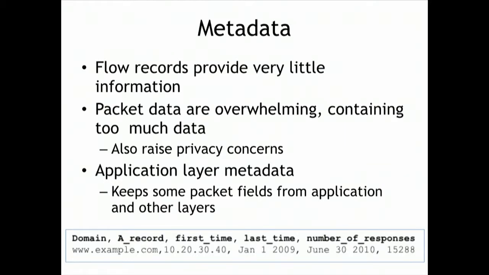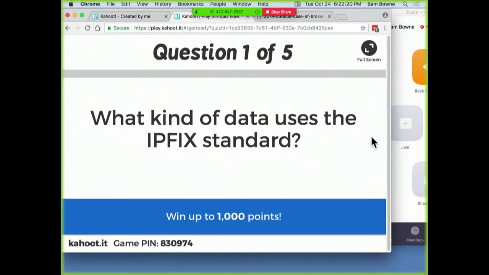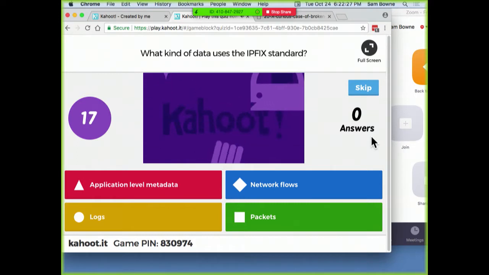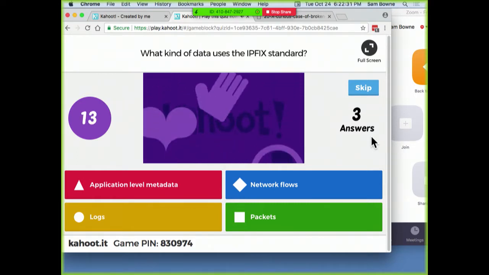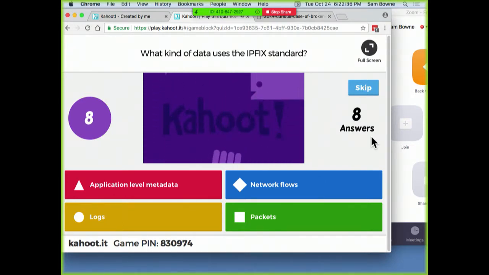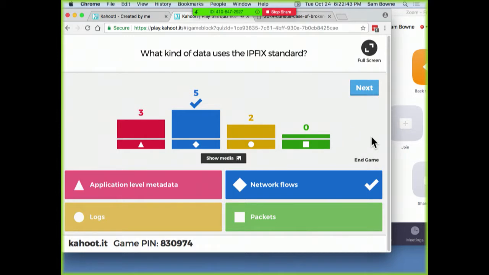Anyway, let's try some Kahoots. Five questions. All right, what's the data that uses the IPFIX standard? All right, that's it. The network flows like NetFlow from Cisco.